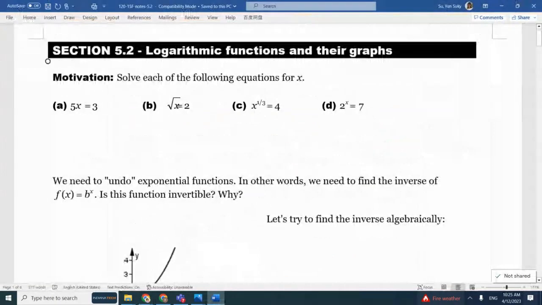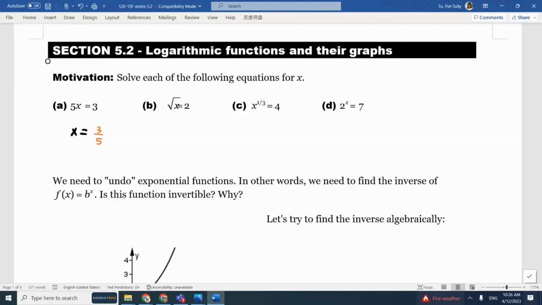All right, so 5.1, we introduce exponential function. The 5.2, we're going to talk about the logarithmic functions. So motivation. Try to solve the following equations. So here, we have multiplication. To solve for x, what do? Divide by 3. So x is 3 divided by 5. Divided by 5, not 3. So this is multiplication. But to solve x, we introduce division, right?